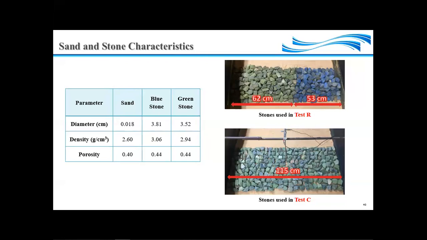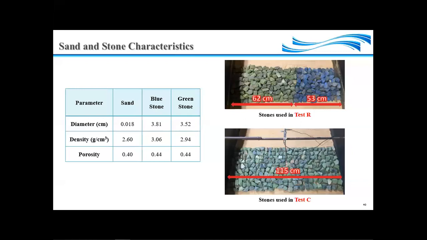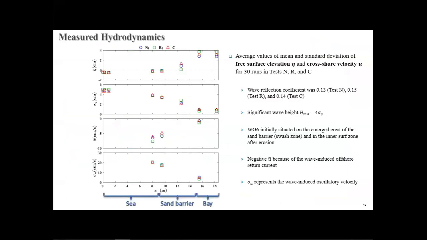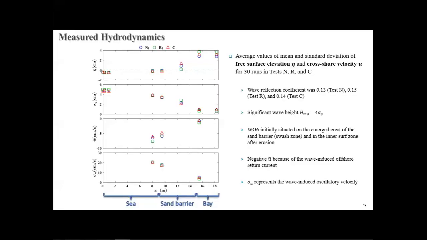Then the question is, is it interesting or not? And it turned out to be interesting. This is a picture, and the blue and green stones are different sizes. This is a single layer, this is three layer. And this shows we usually measure the free surface, the mean and the standard deviation. What happens is waves push the water and increase the water level, more like 2 centimeters for a 20 centimeter wave. This is called wave setup. So waves push the water and increase the water level.